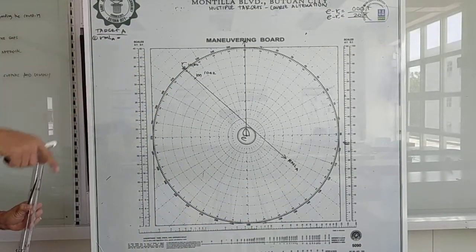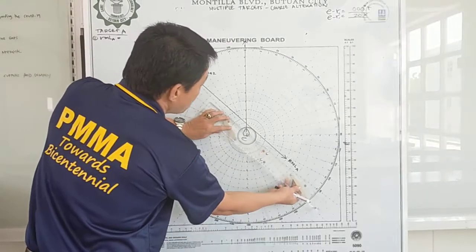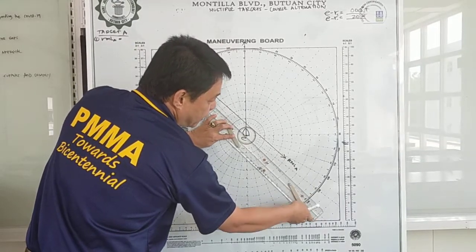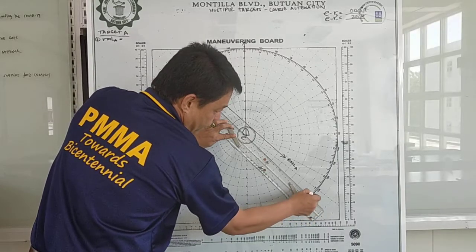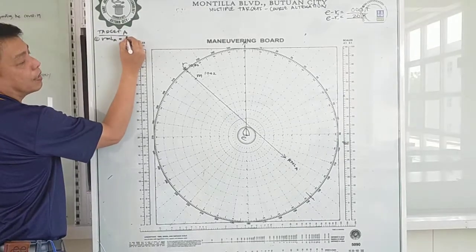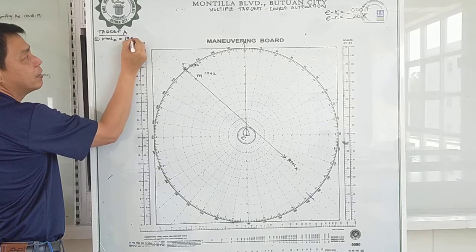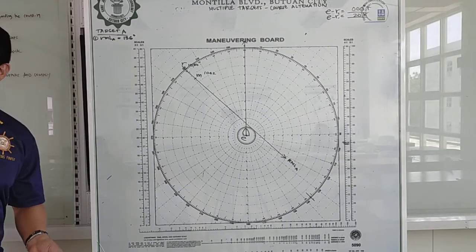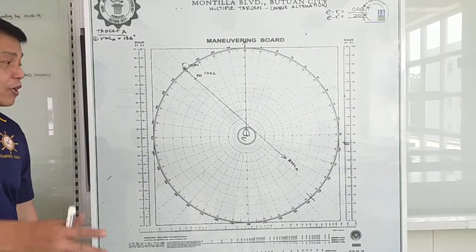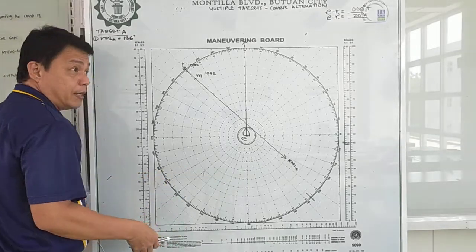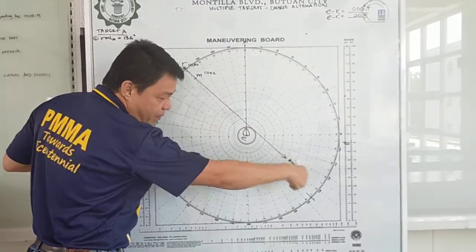Okay? Next, the direction. What will we do? Approximately, mga 136 degrees. Okay, 136. So, the relative motion line direction is 136 degrees. Next thing to do is to determine the closest point of approach. In our previous discussion, the closest point of approach can be determined by drawing a perpendicular line to the RML.